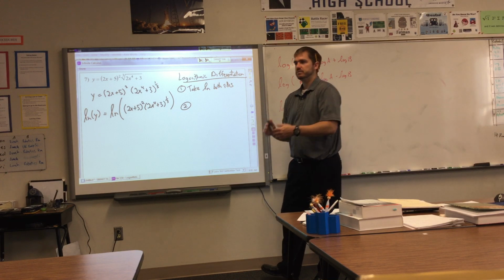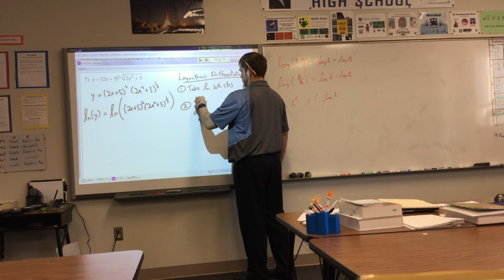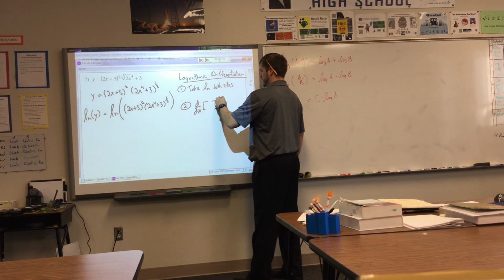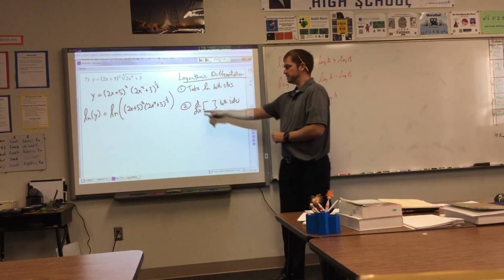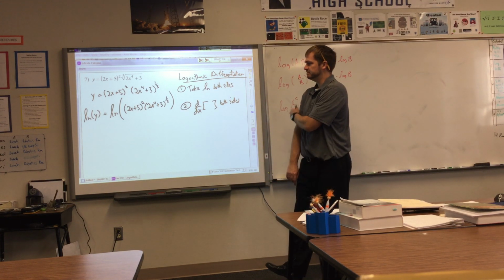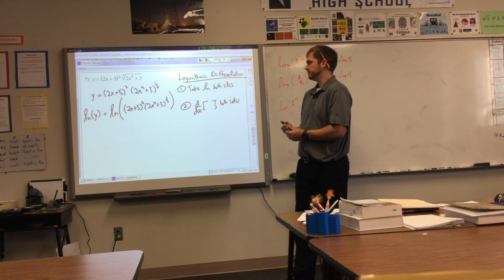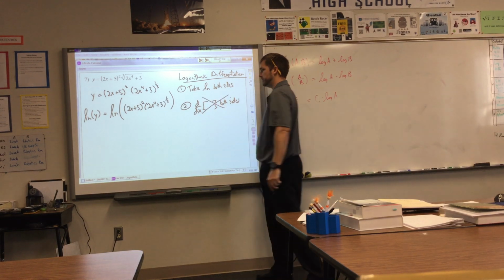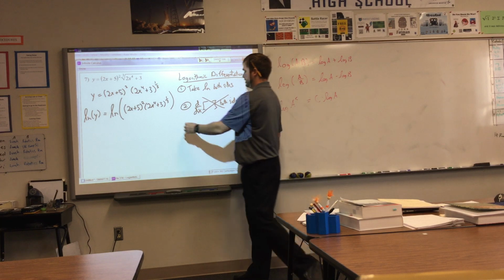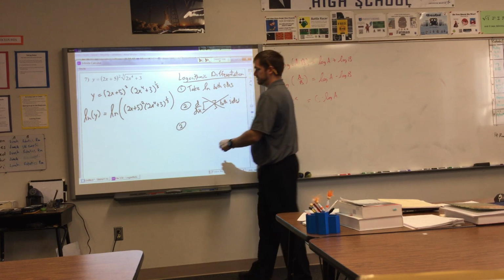Now take the derivative of both sides. That means take the derivative. Actually, scratch that. That's not what we're going to do first. Step 2: apply properties of logarithms.